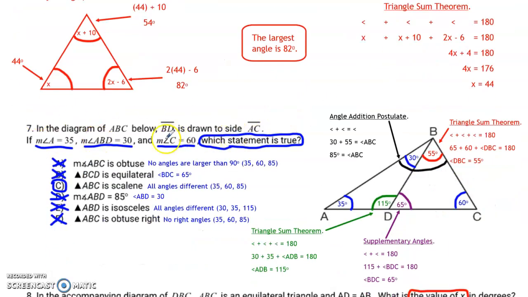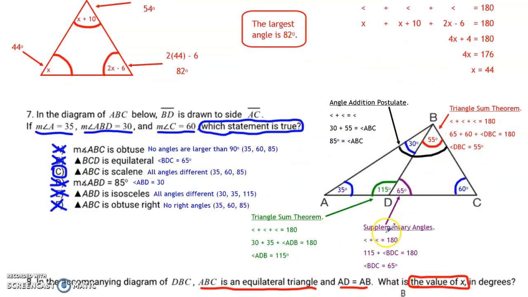For question number 7, there are a lot of different statements here, and we have to determine which of the statements is true. In order to figure that out, we labeled the picture with all of these measurements, the 35 degrees, 30 degrees, and 60 degrees, and then you can see all of the different steps that I took in order to find the other angles. For example, once I knew that this angle was 35 and this angle was 30, I used the triangle sum theorem to find this last angle.